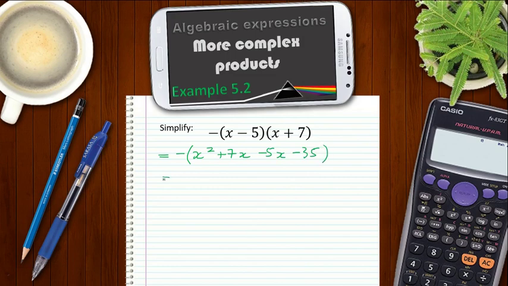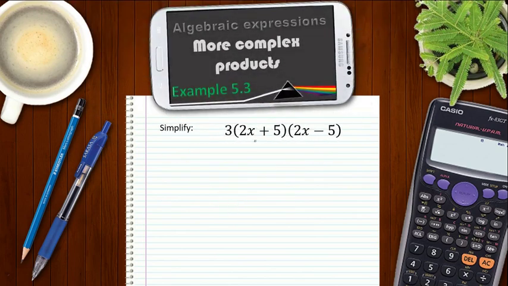Now before we put the minus in, let's add our like terms. x squared, 7 minus 5 is 2x, minus 35. And then I multiply in my negative by just changing all the signs. So we've got negative x squared minus 2x plus 35.